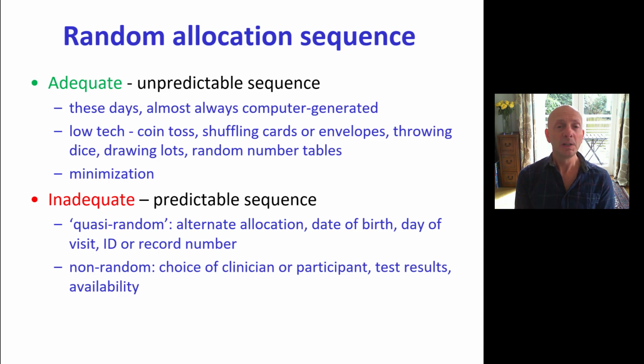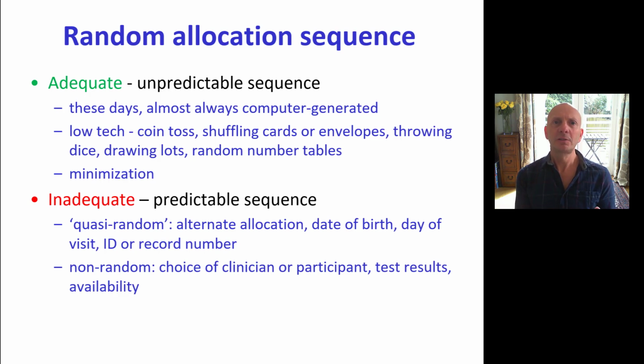There's also a method called minimization we'll see sometimes. This actually achieves even better balance than chance alone in key prognostic factors, and we tend to regard it as good as randomization. Then there are methods that we consider not to be adequate to produce randomly different groups.